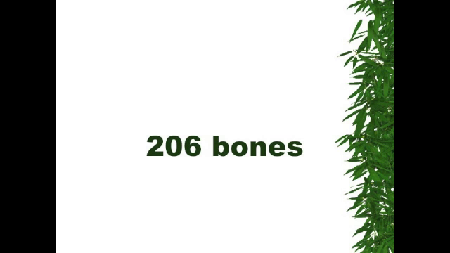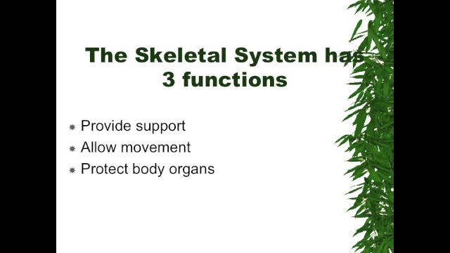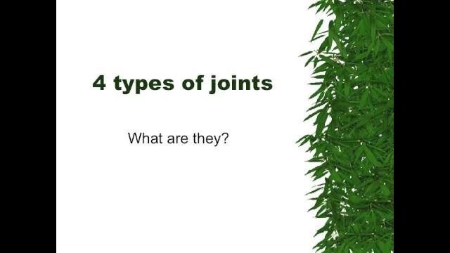The three smallest bones in the body are in the inner ear: the hammer, anvil, and stirrup. The three functions of the skeletal system are to provide support, allow for movement, and to protect your body's organs. The four types of joints that can be found in the skeletal system. Do you have any idea?